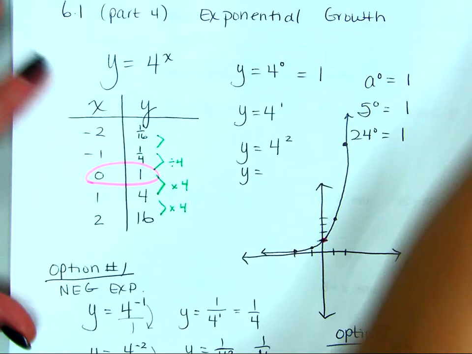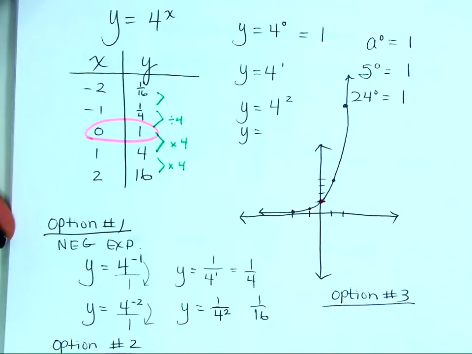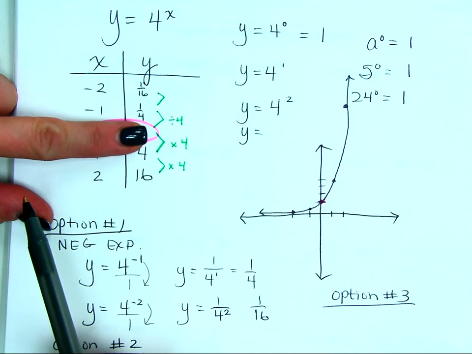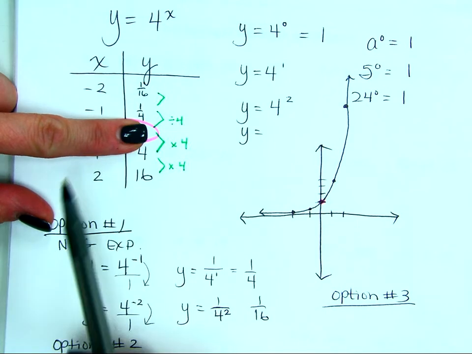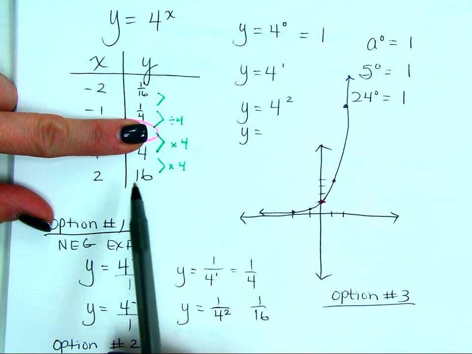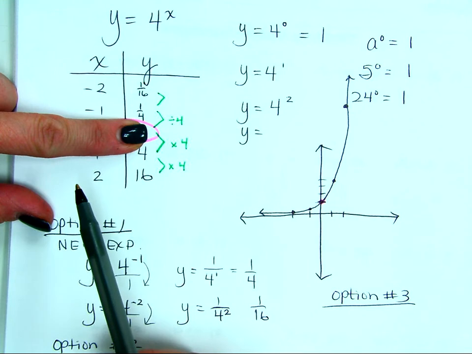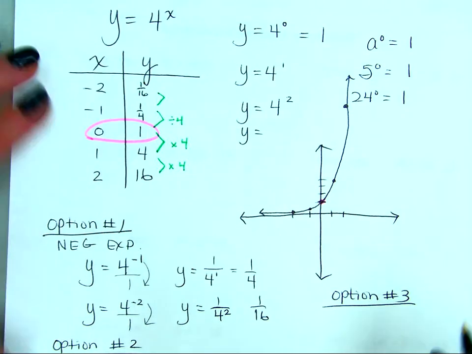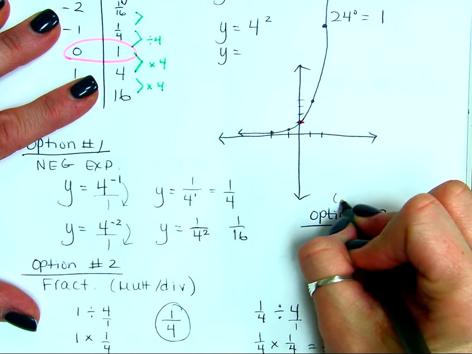So let me show it to you, and I'm not sure, you may have already noticed it. Did you notice that if you took this intercept, that 4 and 1/4 are reciprocals of each other? 16 and 1/16 are reciprocals of each other. Okay? So option 3, we're going to say is kind of a shortcut.